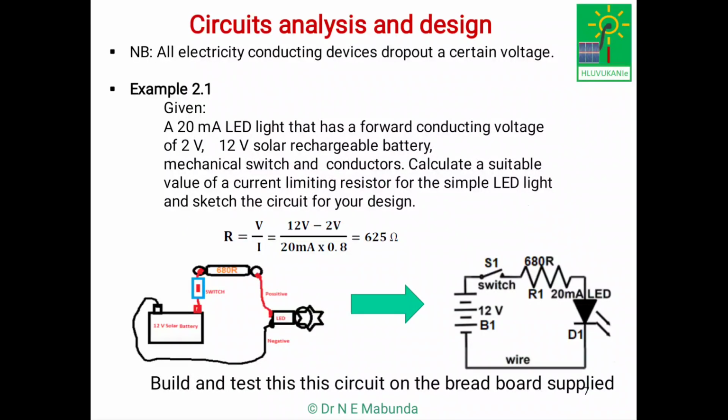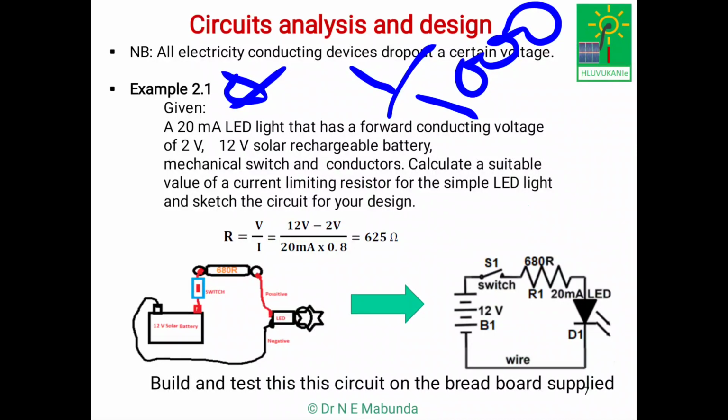Now, let's look at the circuit. We said we must be able to sketch a circuit. In this question, they said design an LED circuit which will have 20 milliamps as the current. Milli is 1 over 1,000, so it's 20 divided by 1,000 amps.